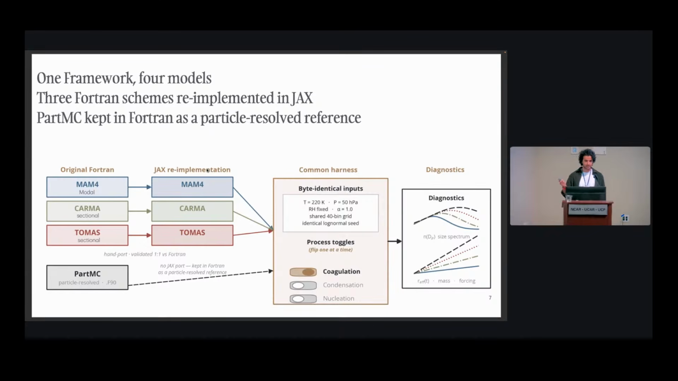I ported these over the past few months, and now it gives the framework to tease out different processes. So you can look at coagulation, you can tease out condensation or nucleation, and run diagnostics to see how much of a difference you get from different models. For this study, I also picked PartMC. It's still in Fortran, and it's a particle-resolved model developed at Urbana-Champaign by Nicole Riemer and Andrew West, as a reference for the comparison.